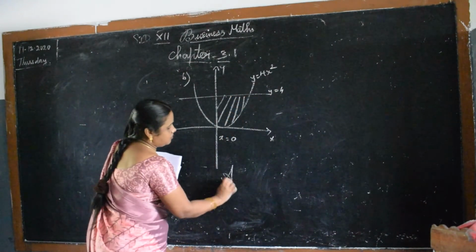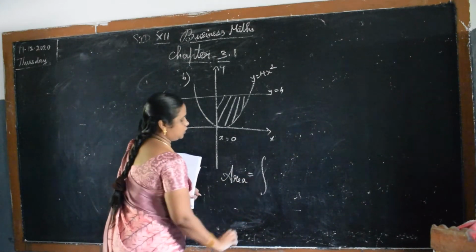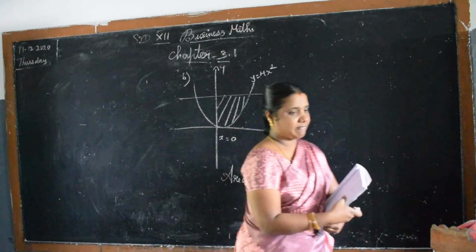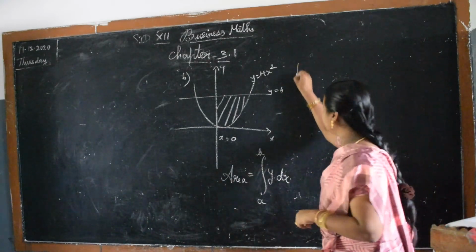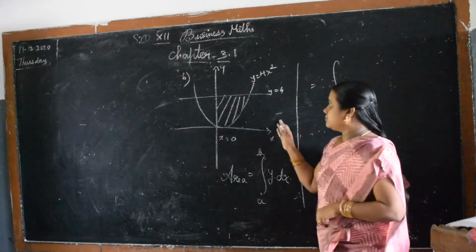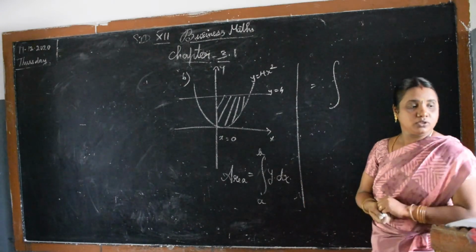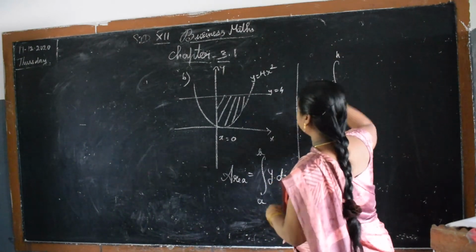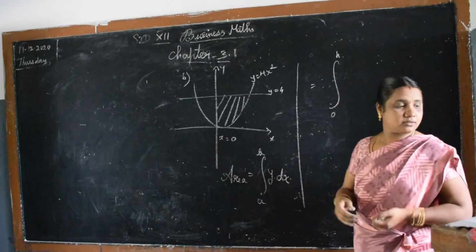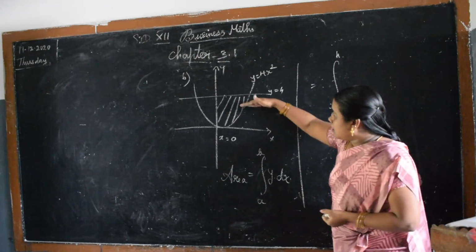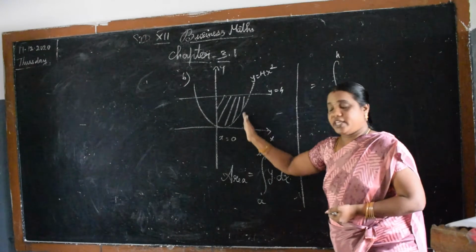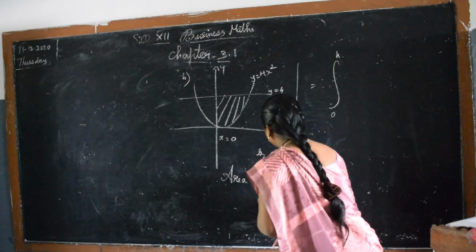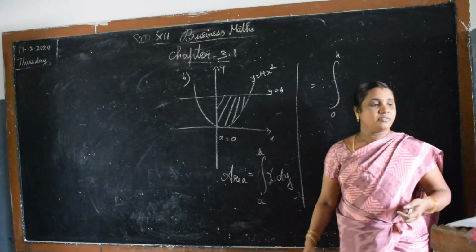So that means our formula is, see here. Area is equal to integral a to b y dx. Okay. Here what is the value of y here? See, our limit is between 0 and 4. Y is equal to 4x square. See, this lies on the right side of the y axis. That means you have to write x dy. Okay, children.